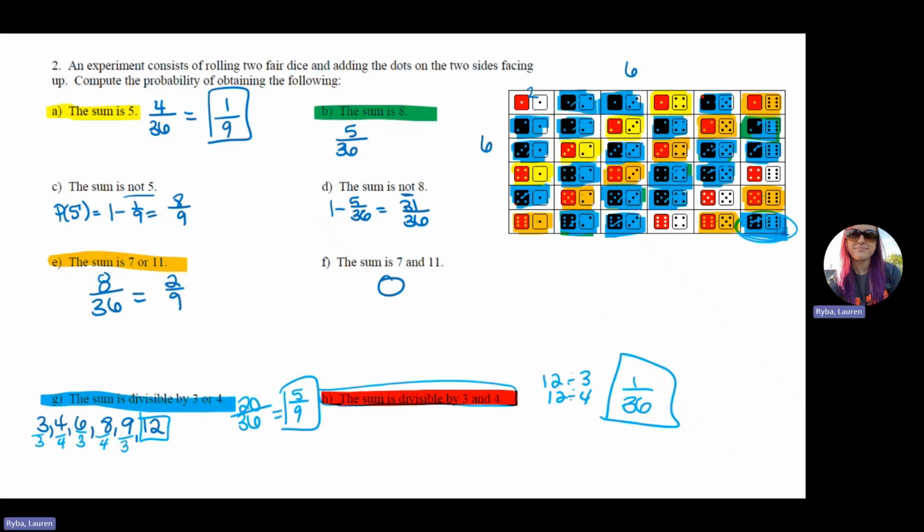So and means they have to happen simultaneously. The only way the number is both divisible by 3 and 4 is if your sum is 12. This one, you can't happen simultaneously, therefore it was 0.